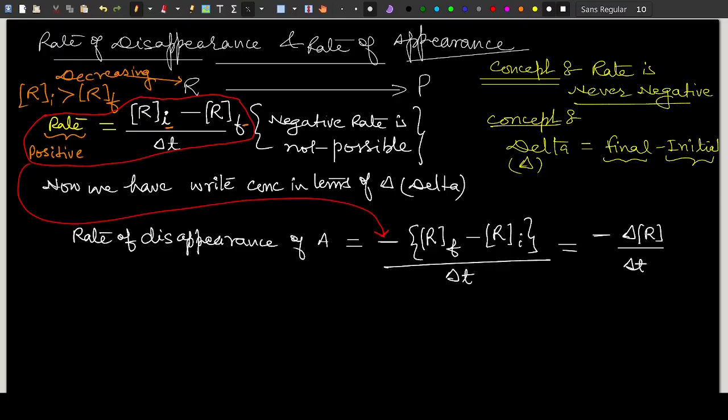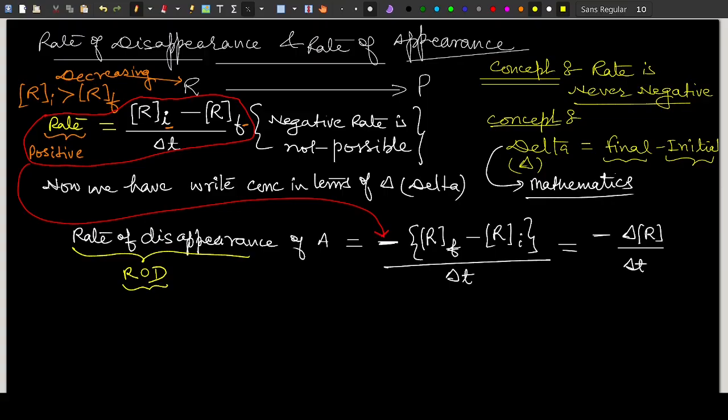So if someone asks where this minus sign is coming from, you can answer clearly. We have to write the concentration in terms of delta, and this delta is a mathematical approach. When we write the delta, the change of the concentration, we take the negative as common, final minus initial. That's why this negative is coming here in the rate expression. Now one thing, students: rate of disappearance, in short, I will write as ROD. So whenever you see ROD, it means rate of disappearance. It is clear now that for the reactant it is minus delta R upon delta T.